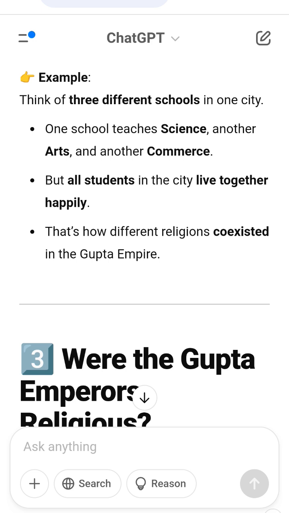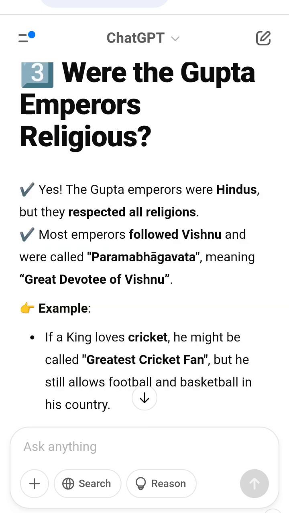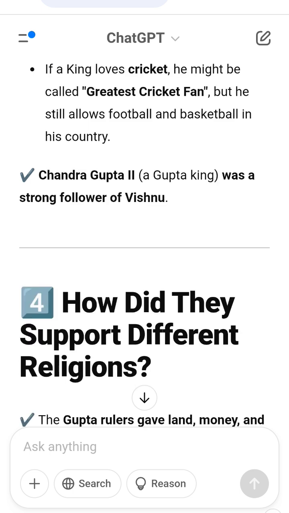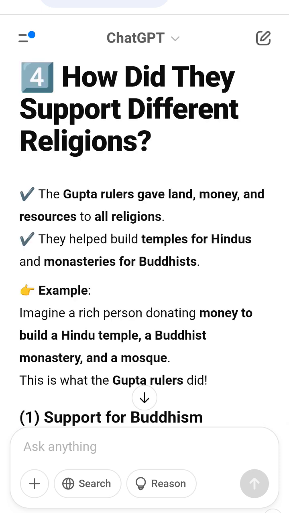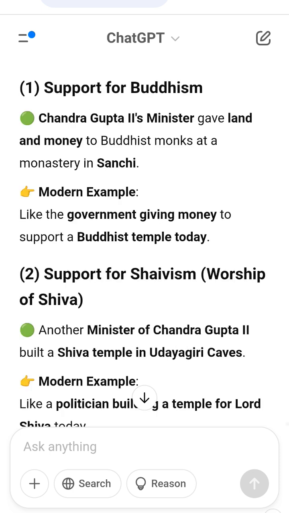3. Support for Vaishnavism, worship of Vishnu. In another Udayagiri cave, sculptures of Vishnu with his wives were found. The Gadwa stone inscription mentions money given for Brahminical institutions, Hindu religious centers. Modern example, like a Hindu king giving money to build a Vishnu temple today.